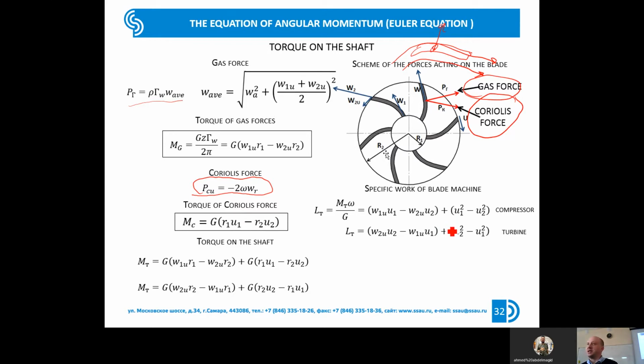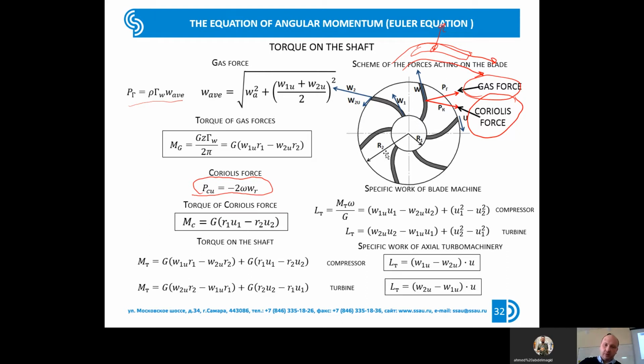So we do the same thing as with the previous equation. We multiply all elements by the angular velocity. On the left part, we receive specific work like in the previous case. And on the right part, we receive such a relationship. Maybe if we speak about axial turbomachinery, in axial turbomachinery the radius of the flow doesn't change. In axial turbomachinery, we have the blade, and the flow comes approximately in the direction parallel to the axis of rotation.